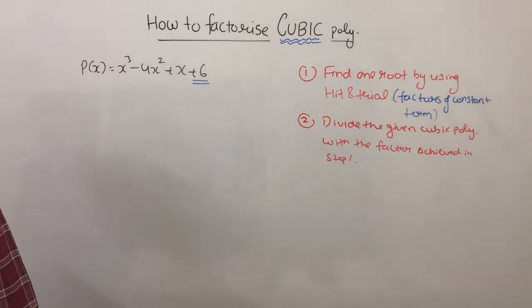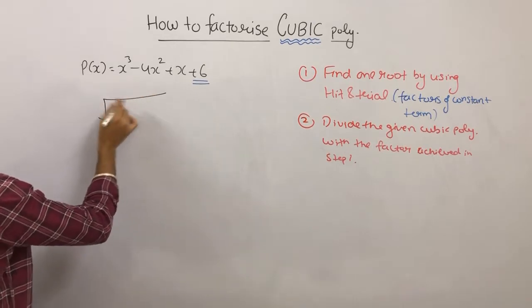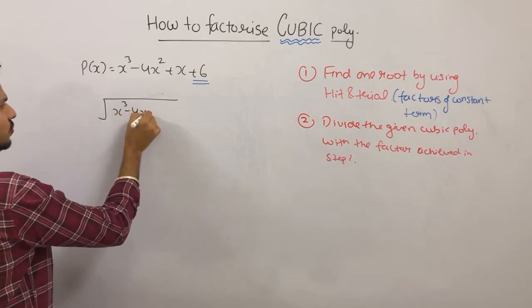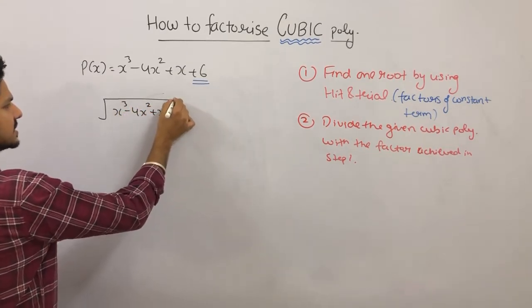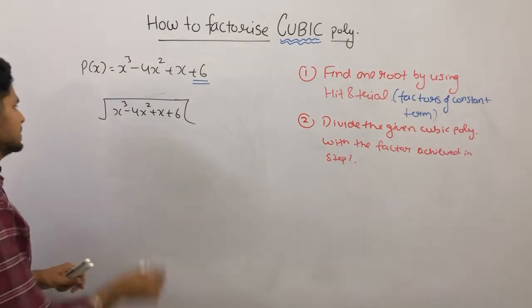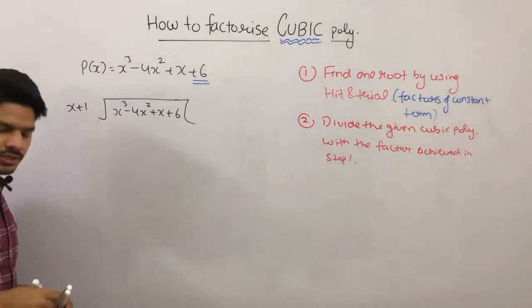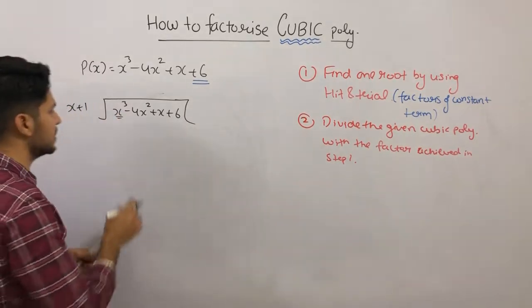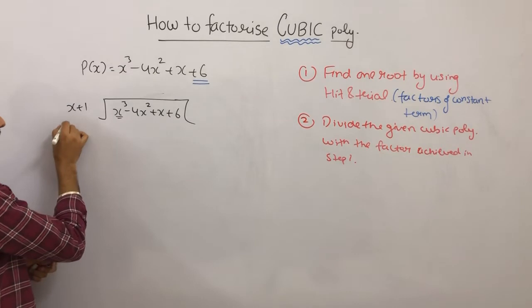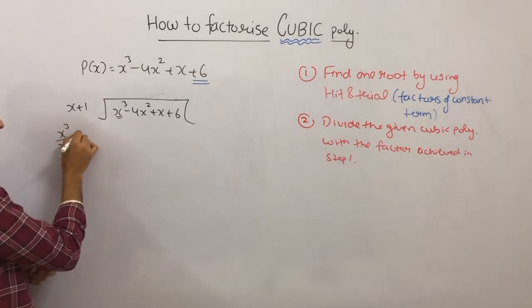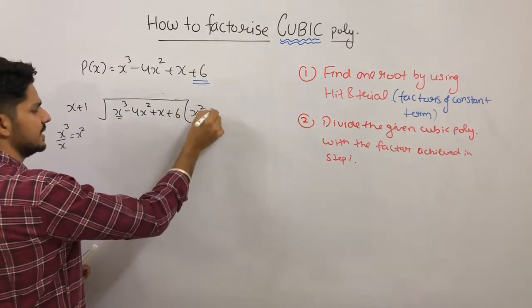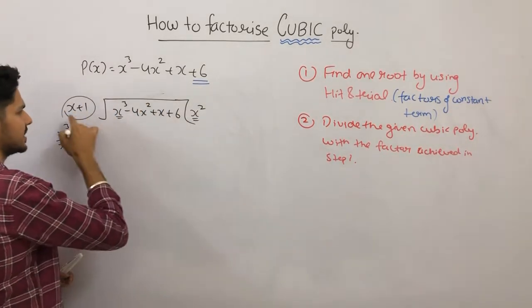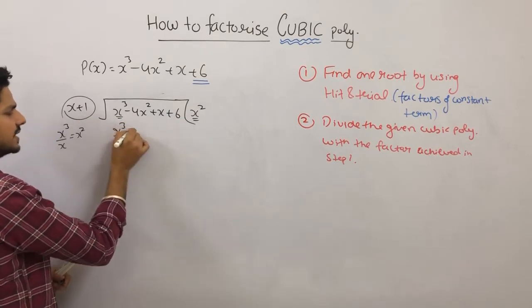So now we have to divide the given cubic polynomial x cube minus 4x square plus x plus 6 by our factor, that is x plus 1. So how to divide? You know it. We take the highest power variable from here, that is x cube, and the highest power here is x. So it will be x square. We write here x square, and then we multiply this with x plus 1. We will get x cube plus x square.